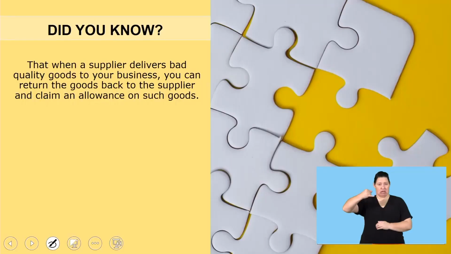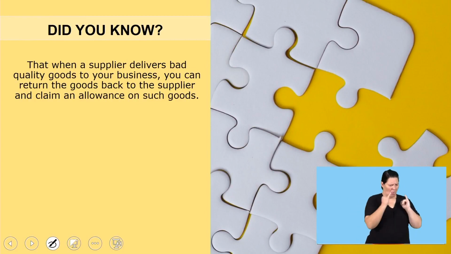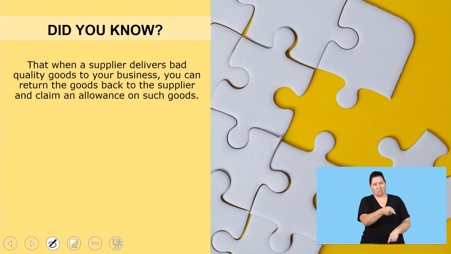In today's lesson, I'm going to introduce you to the Creditors' Allowances Journal. Did you know that when a supplier delivers bad quality goods to your business or to you individually, you can return the goods back to the supplier and claim an allowance on such goods?